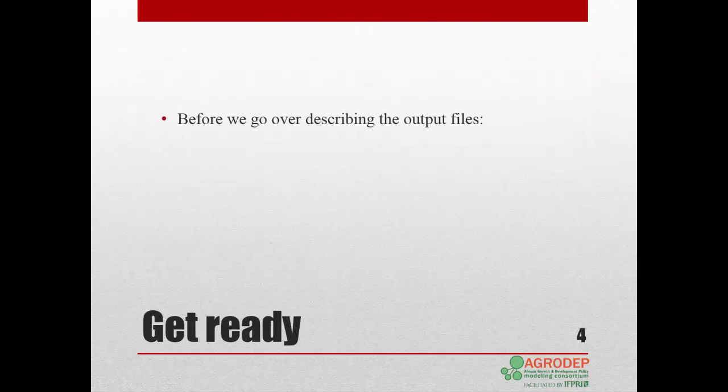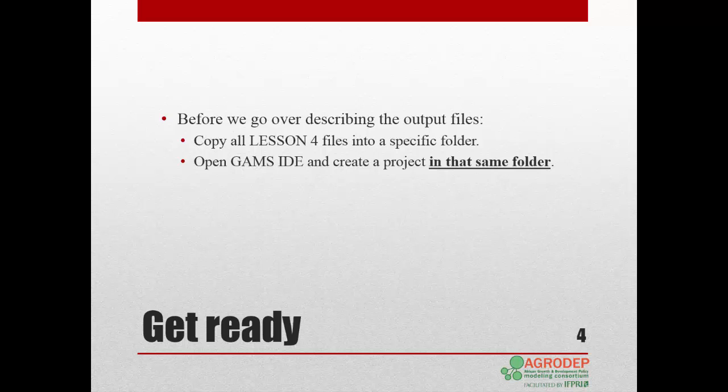This is a hands-on lesson, so first you need to get ready. Follow the following steps. Copy all Lesson 4 files into a specific folder. We recommend that you use the same folder you created at the beginning of the training. Next, open GAMS IDE and create a project in that same folder. If you already have a project that you created at the beginning of the training, open this project. Verify that your GMS files are in the same folder as your project.